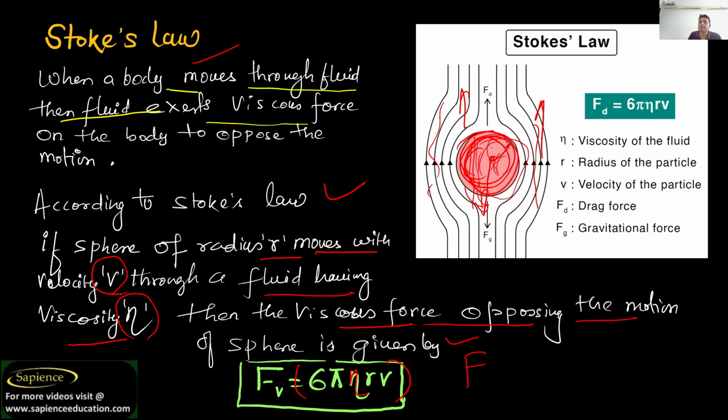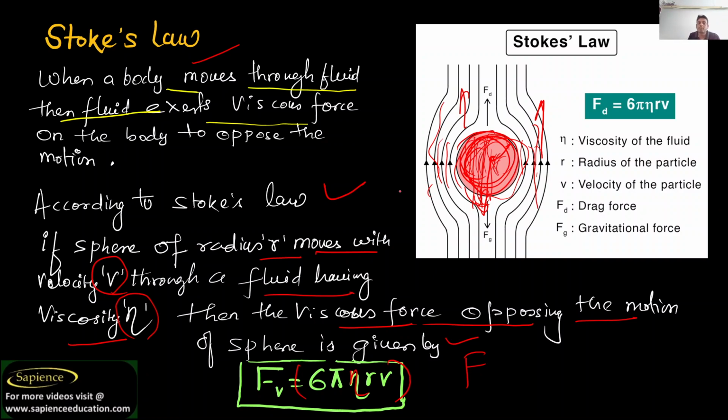So if a sphere is moving downward in a fluid, what will happen? The fluid will oppose the motion of this object. Why? Because it is moving with high speed. So whenever any object moves inside a viscous fluid, it will oppose the motion.